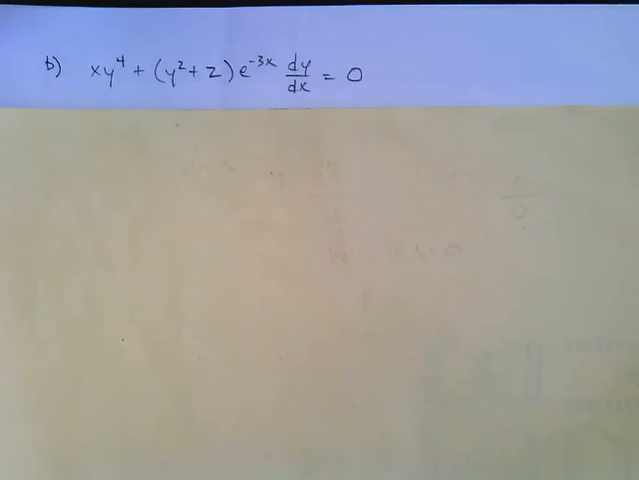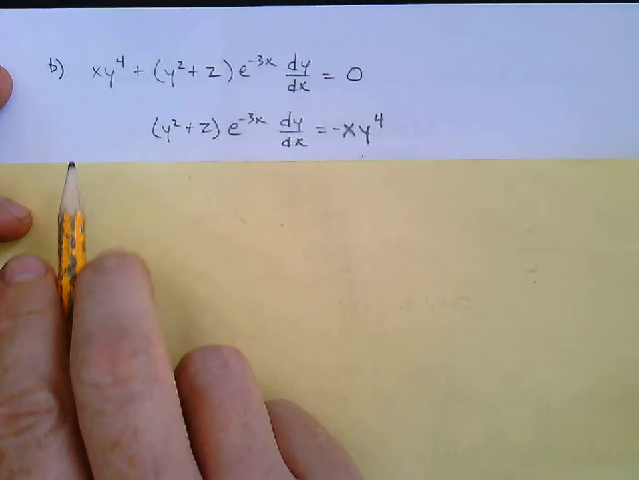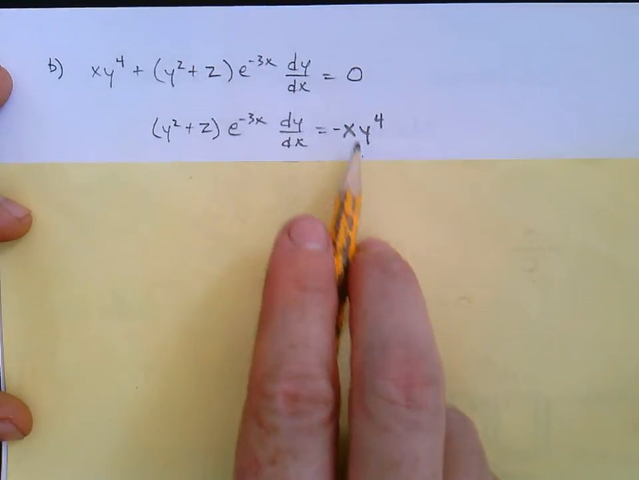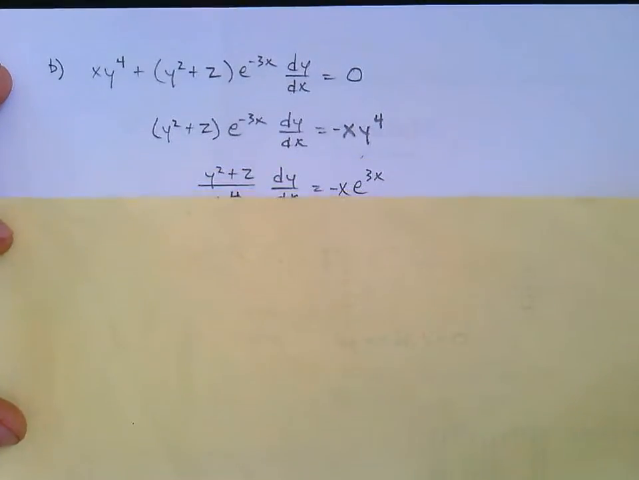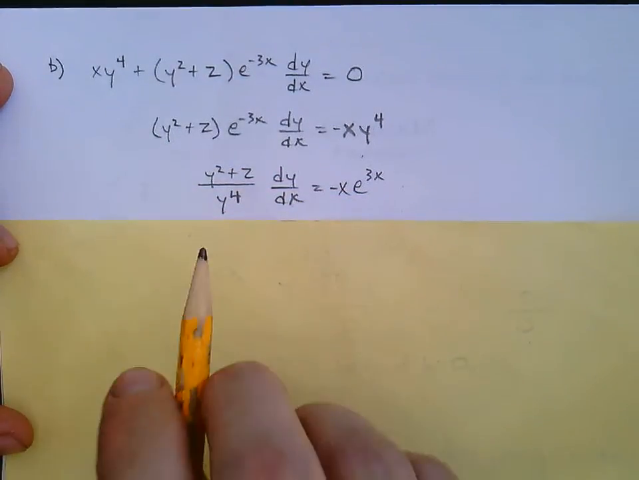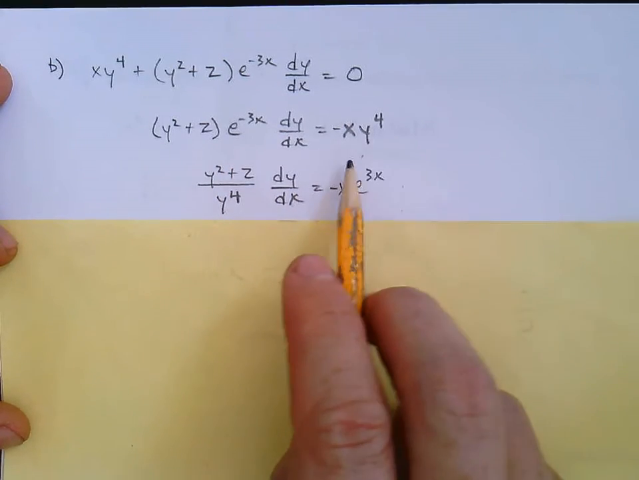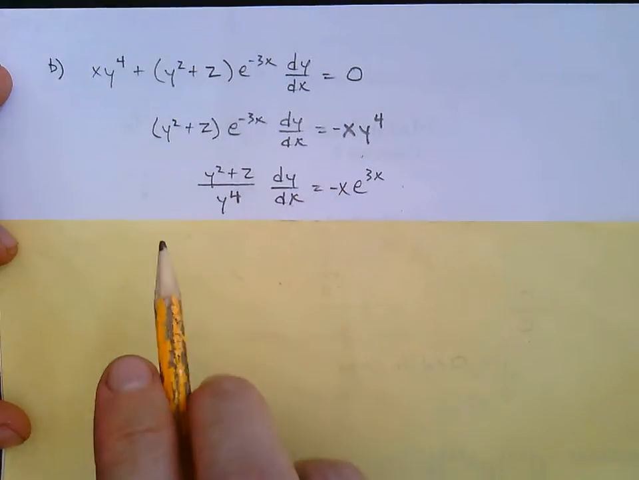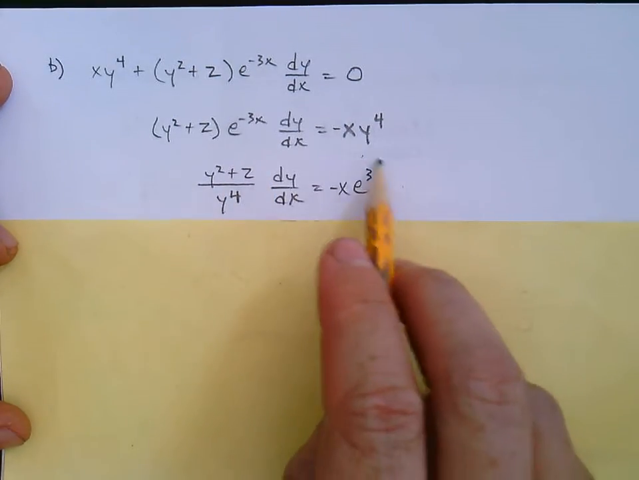Okay, so before we can even begin, we need to put it into the form of a separable differential equation. So what's that going to look like? Let's subtract the x y to the fourth. And then a couple things. Let's divide by e to the negative 3x. And let's divide the y to the fourth over this way. So our aim is to get all of the y's on the left and get all of the x's on the right.